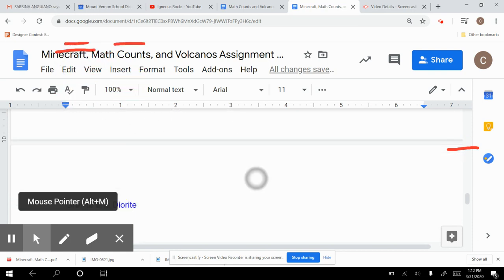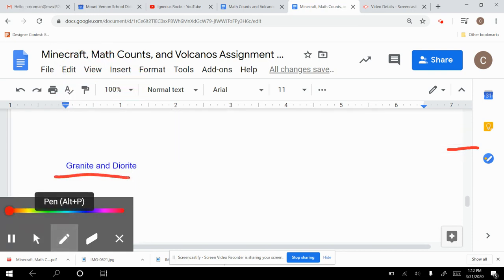And I actually had to go down to the next page here, and that would be granite and diorite. And those, again, those are 2 rocks that are found in Minecraft that I thought was pretty interesting to incorporate Minecraft with.